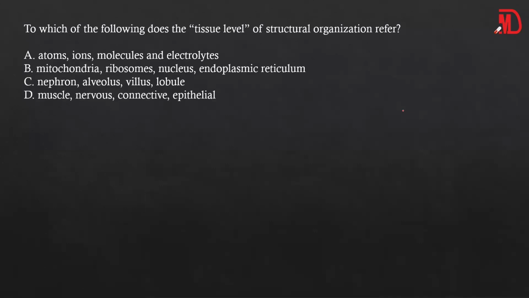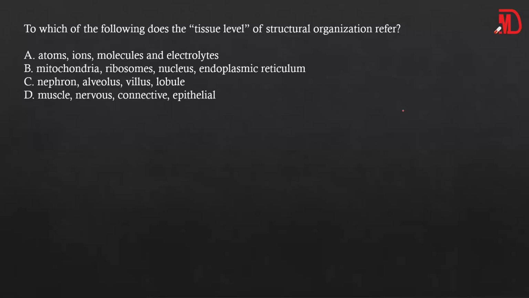To which of the following does the tissue level of structural organization refer? Is it atoms, ions, molecules, and electrolytes? Is it mitochondria, ribosomes, nucleus, endoplasmic reticulum? Is it the nephron, the alveolus, the villus, the lobe, or the muscle, the nervous, the connective, and the epithelial tissues? So which one does the tissue level of structural organization refer to?